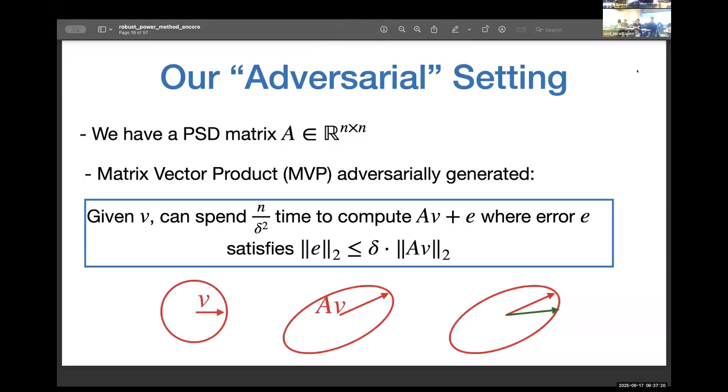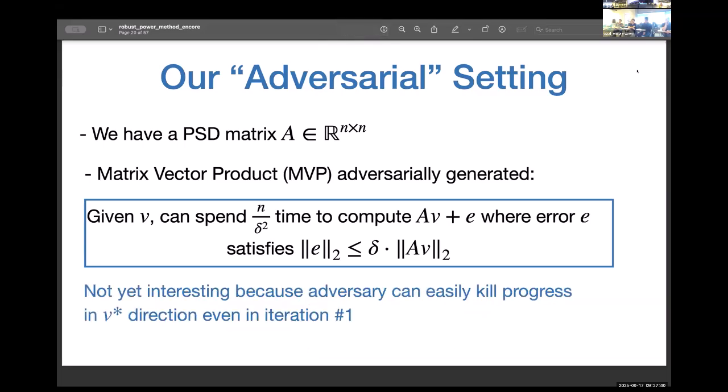So essentially, what's happening is I have a vector v. A times v stretches it in some direction, but maybe I get the green arrow because the adversary says, okay, I'm going to move it a little bit. And the question is, can I use this to approximate the top eigenvector, or the top eigenvalue, with a 1 minus epsilon approximation?